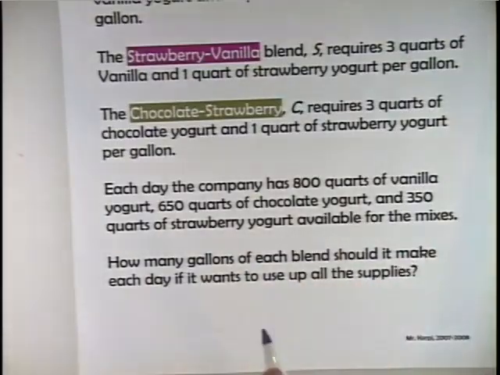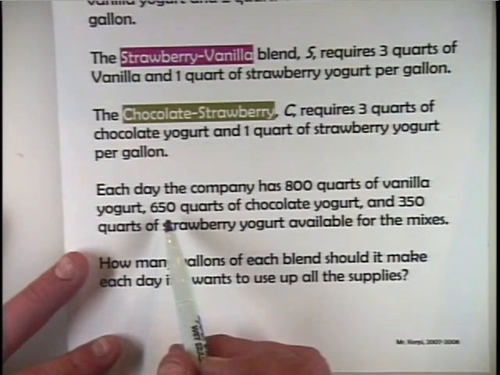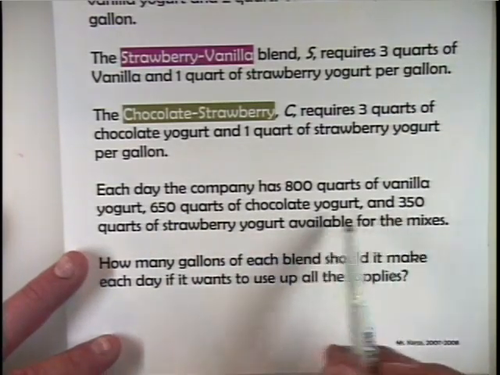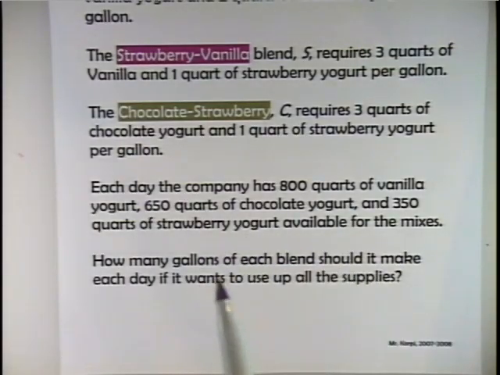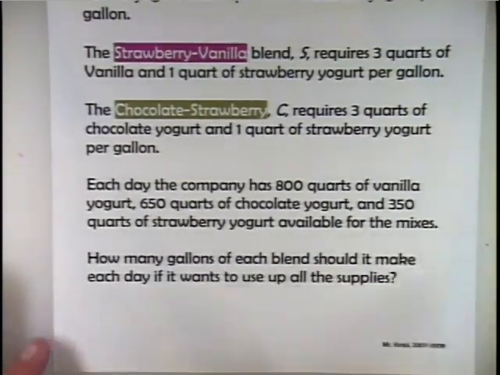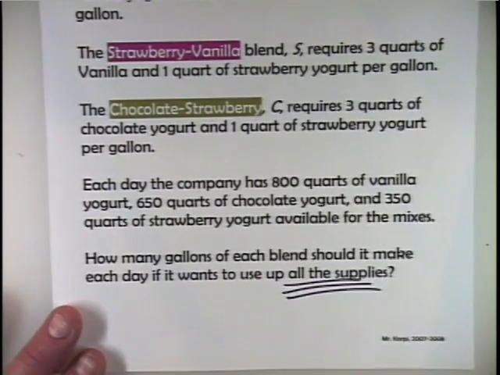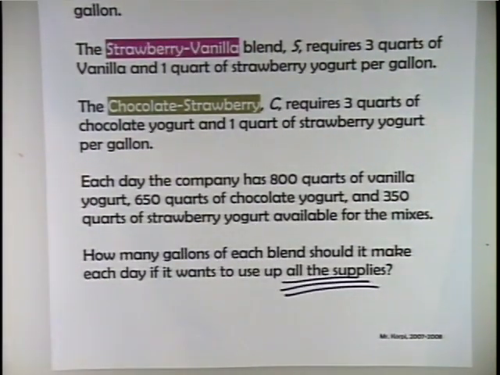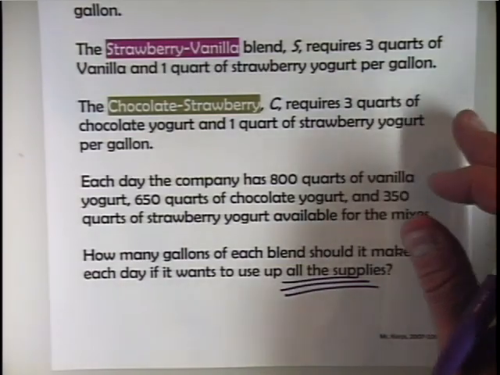Now, here's the parameters. Each day, this company has 800 quarts of vanilla yogurt, 650 quarts of chocolate yogurt, and 350 quarts of strawberry yogurt that they have available for making these yogurt mixtures. The question is then, how many gallons of each should they use in order to use up all their supplies? They want to be an efficient company. They don't want to have leftovers because then they might have to eat them themselves. Oh no. Okay? So that's a really good math problem that has very, very practical business implications.